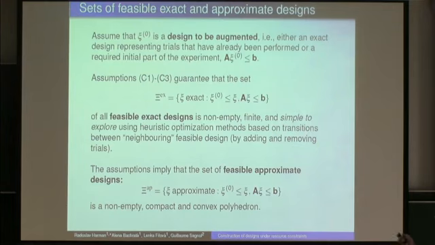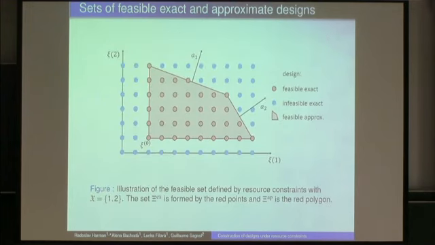And also the class of feasible approximate designs is very simple. It's a convex, compact polyhedron. This is a scheme of how it looks in a very simple case when we have just two design points.